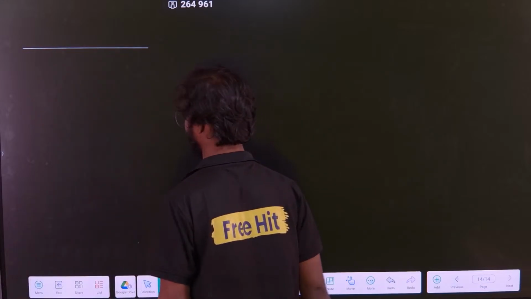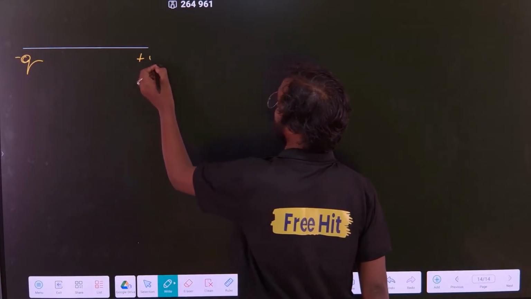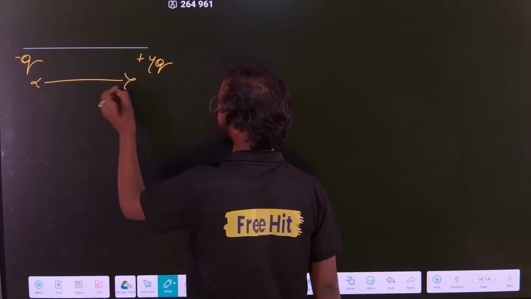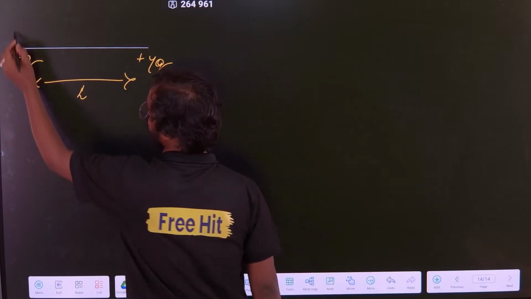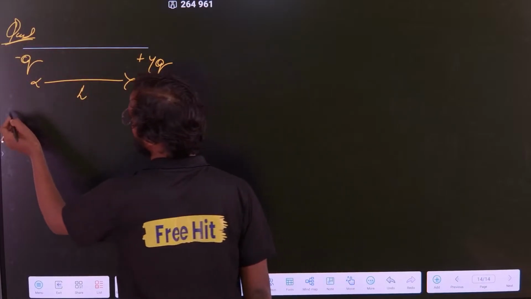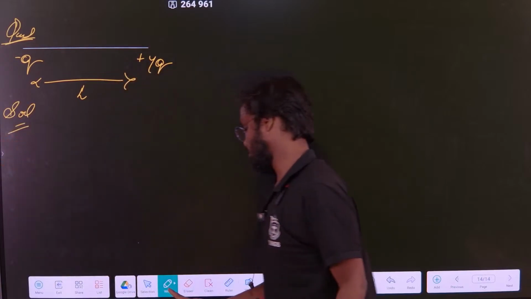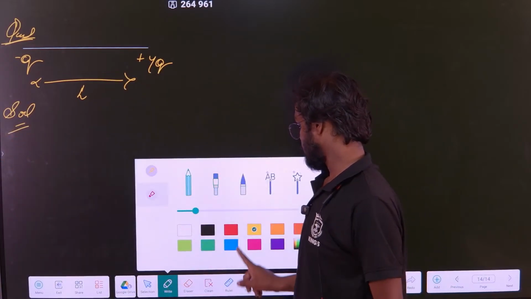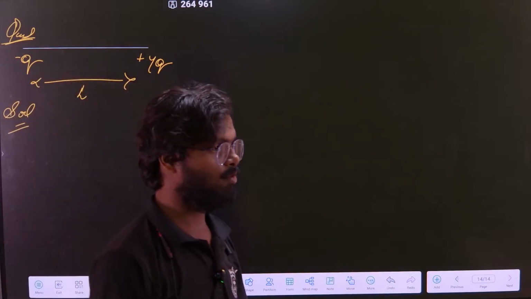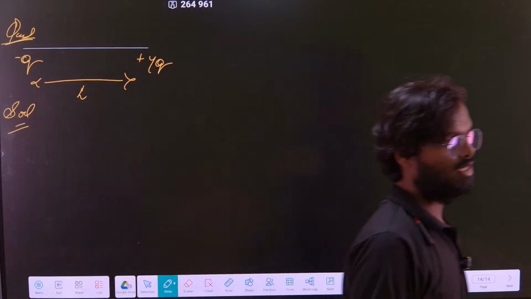Now suppose this is my minus q and this is plus 4q. Now if I ask you, and suppose the distance is L, now you tell me where I have to place. Same question. Now I have changed the nature of the charge. Now you tell me where I have to place the charge so that I can get my F net is equal to 0. Okay, now you tell me.